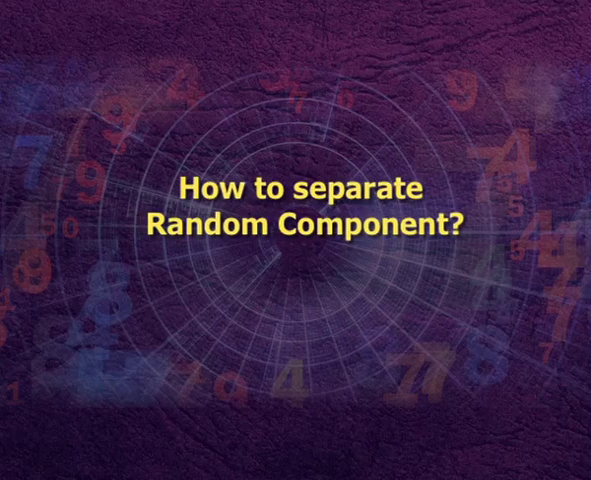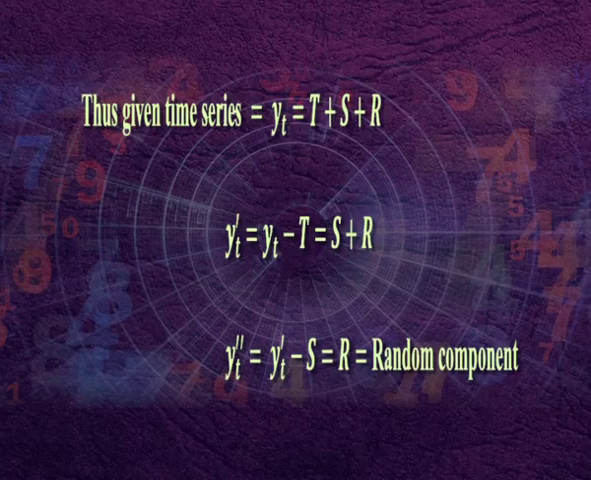How to separate the random component? When other components are estimated, the remaining part is the random component. Thus, given time series yt equal to t plus s plus r, yt dash equal to yt minus t equal to s plus r, yt double dash equal to yt dash minus s equal to r, which is equal to the random component. Note, in the presence of a cyclic component also, we can separate the cyclic component in a way similar to the trend component in general, and then step by step we can obtain the random component by elimination procedure.